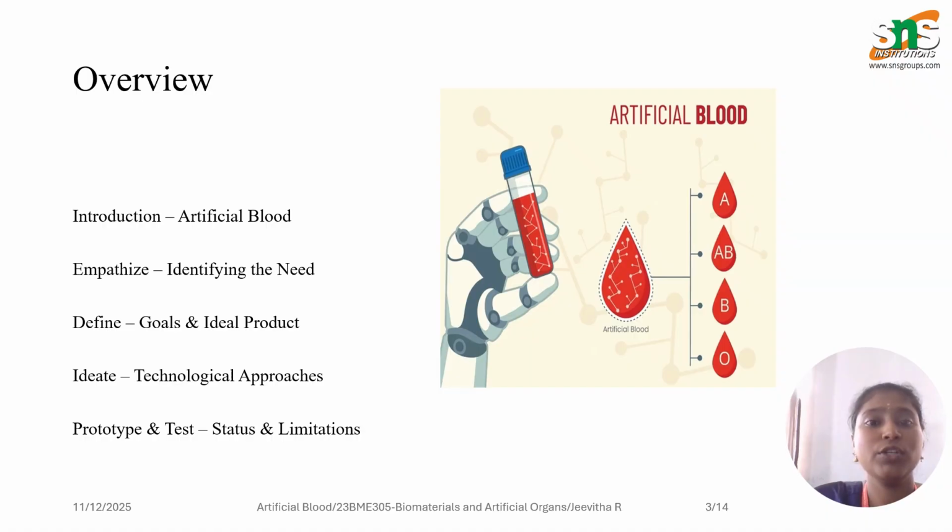In today's session, we go through five main parts. First, I will give an introduction to artificial blood. Then we will understand why we need it, which is the empathize stage, and next the define stage, what artificial blood should do. After that we look at technological approaches, how it is made using materials like perfluorocarbons and hemoglobin-based carriers. Finally, we look at testing, limitations and current status. By the end of this class, you will understand how biomedical scientists are trying to develop an artificial substitute for real blood.